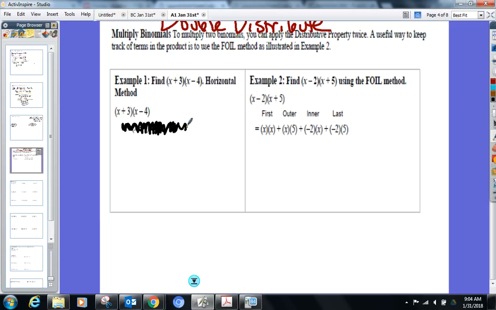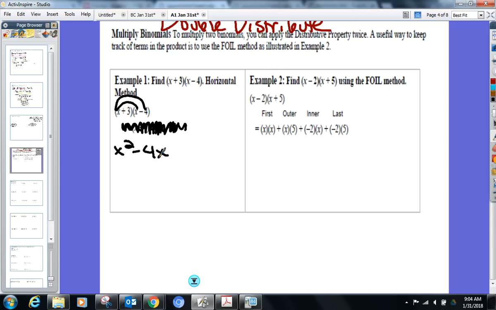You take your first binomial. What's the first term here? X. Distribute it to the second one. Ready? x times x, x times negative 4. Somebody help me out. X times x. X squared. X times negative 4. Minus 4x. There's one distribution.